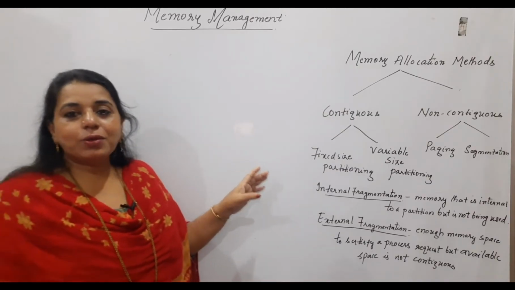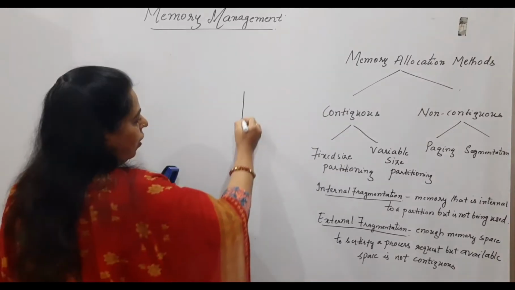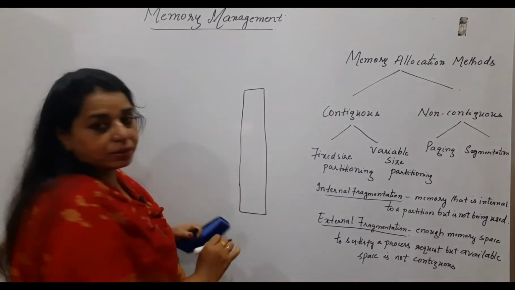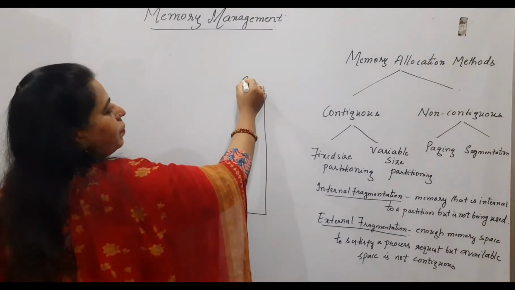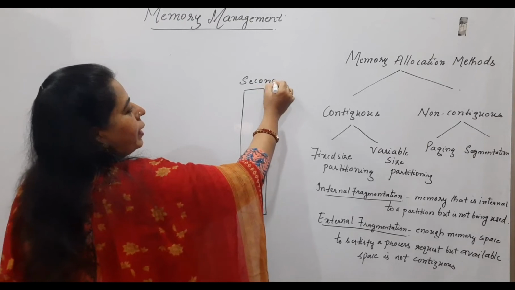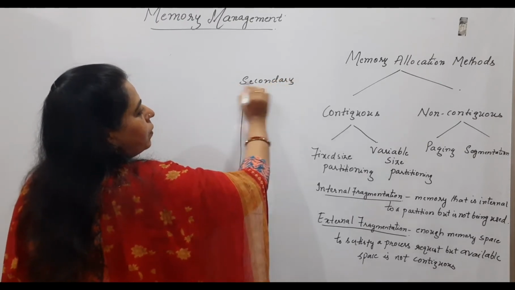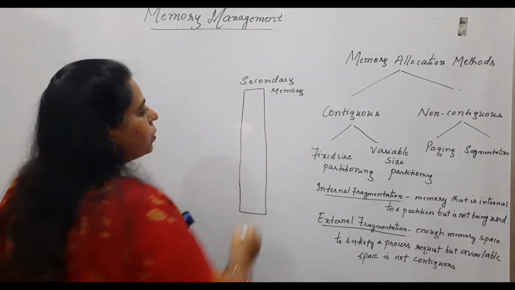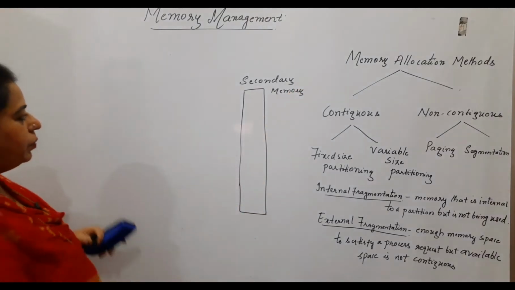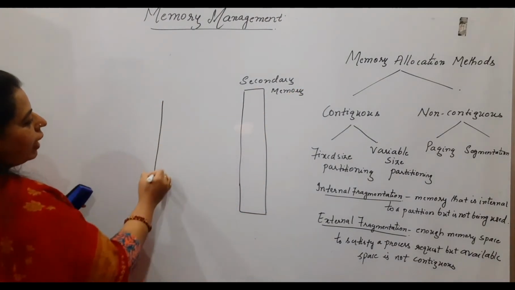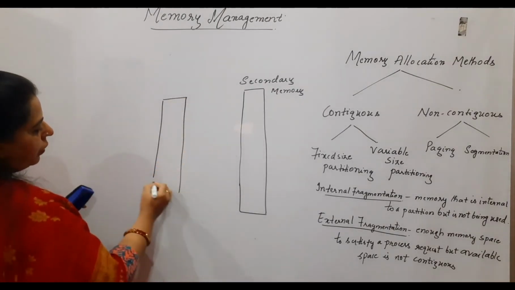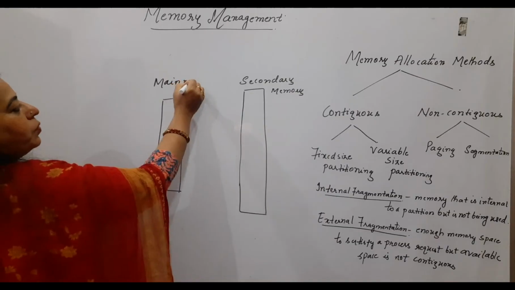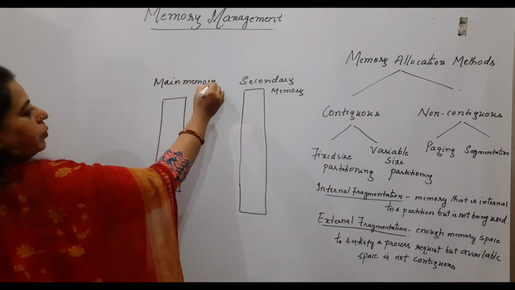To understand this concept, let me give one example. Always the processes are present in what? Present in the secondary memory. This is what we know, that whatever processes, whatever programs the user types, all those programs or processes are present in the secondary memory. But the CPU has access to the main memory only, not to the secondary memory. So the processes have to be moved to the main memory.